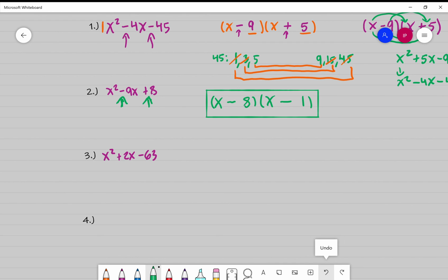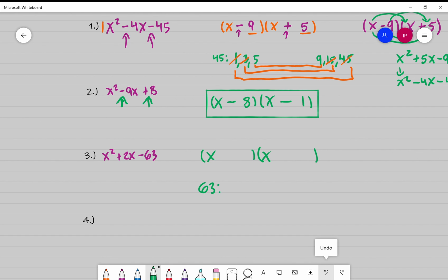Alright, so on this one, we're going to be doing the same steps. First step, write your parentheses. Second step, put your x in, or whatever the variable is. Then you're going to ask yourself, what two numbers can I multiply to get 63 that add or subtract to get 2? Well, if we don't know that, we can again do the factor line thing. I don't know what to call it, but we're just going to call it the GCF line thing.